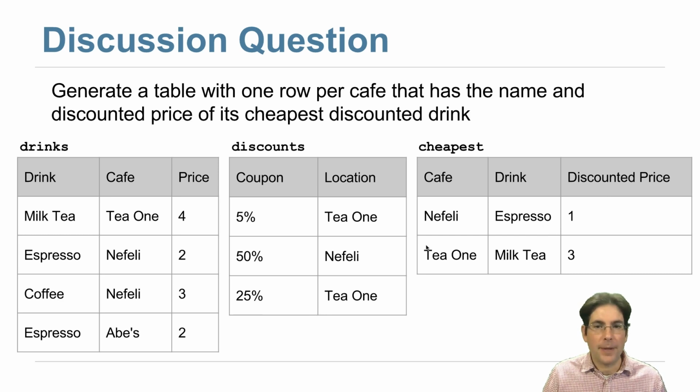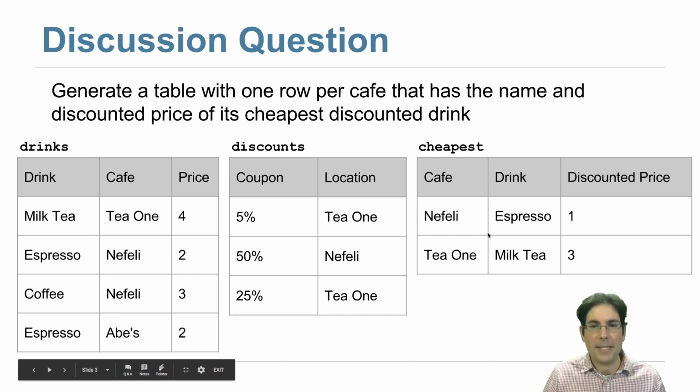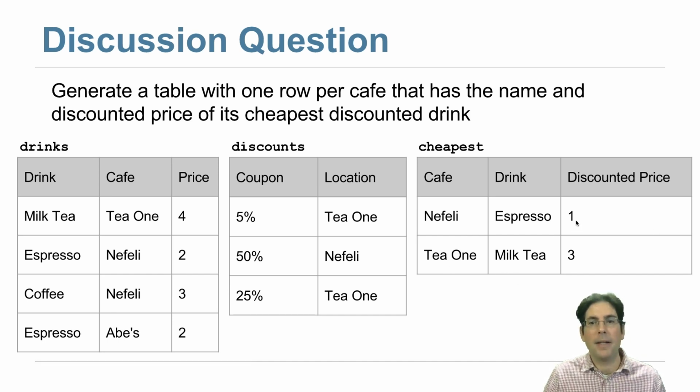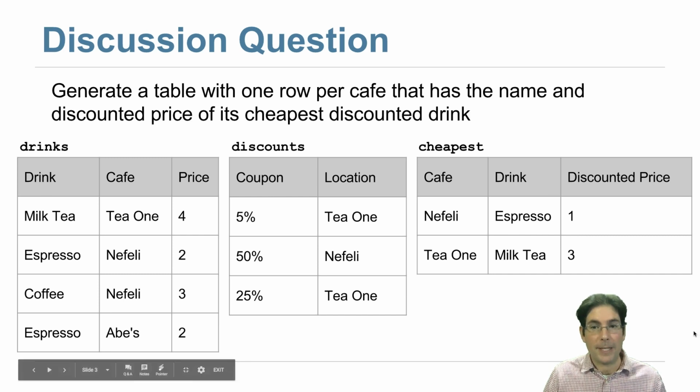have. So that means we need to look through all of Nepheli's drinks, espresso and coffee, find the least expensive one, discount that appropriately, and see that we could get out the door for only $1 with an espresso in hand. And a T1, if we discount as much as possible their one drink, we can get it for $3. So these are the cheapest things offered by Nepheli and T1, and here are the drinks that we get.